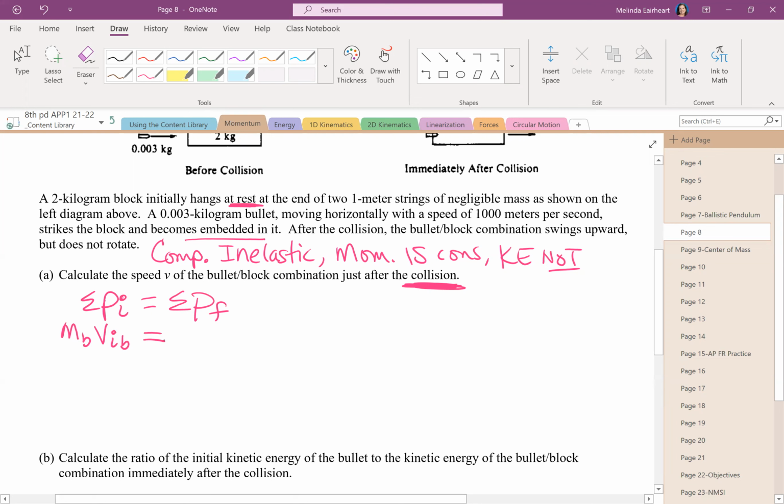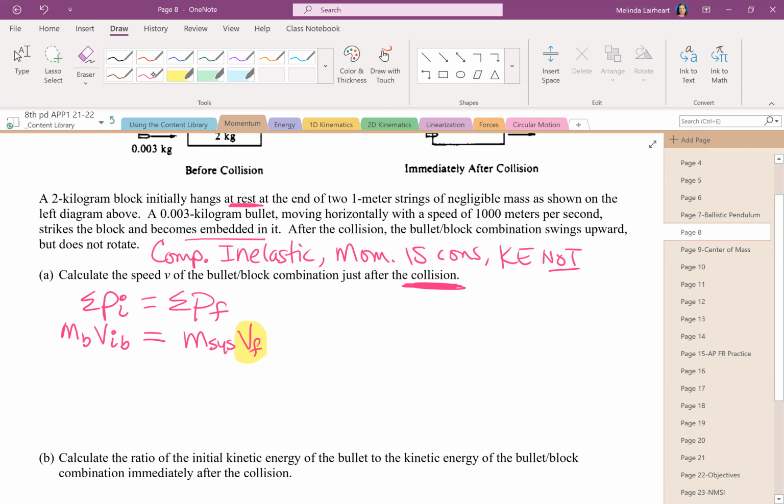After the collision, who has momentum? Both together. It's a system, right? And so mass of the system and the final velocity. And that's what we're trying to solve for on this one, the speed after the collision. So VF is what we're solving for.